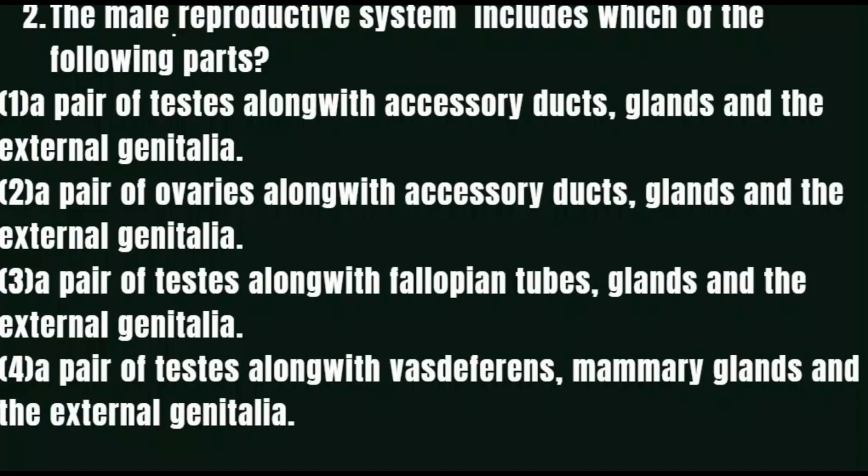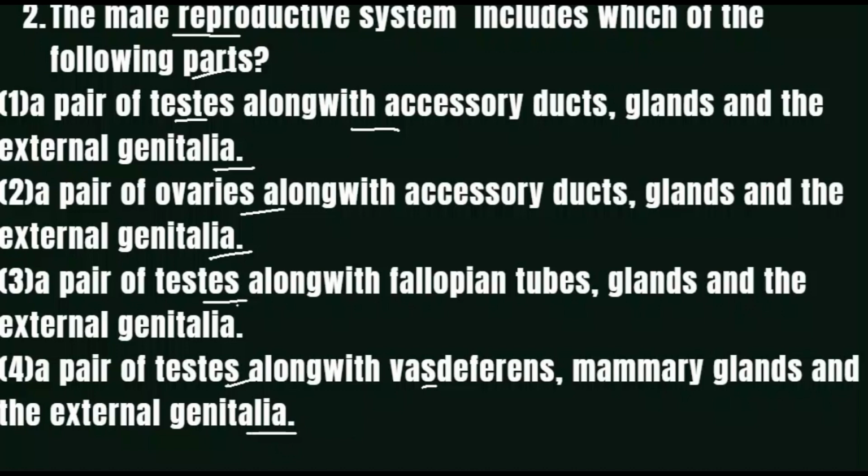Question number 2. The male reproductive system includes which of the following parts? Option 1, a pair of testes along with accessory ducts, glands and external genitalia. Option 2 says a pair of ovaries along with accessory ducts, glands and the external genitalia. Option 3, a pair of testes along with fallopian tubes, glands and external genitalia. Option 4 says a pair of testes along with vas deferens, mammary glands and external genitalia.